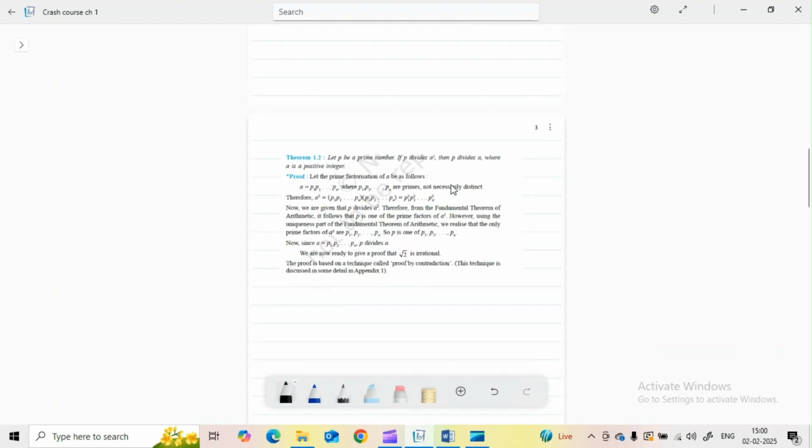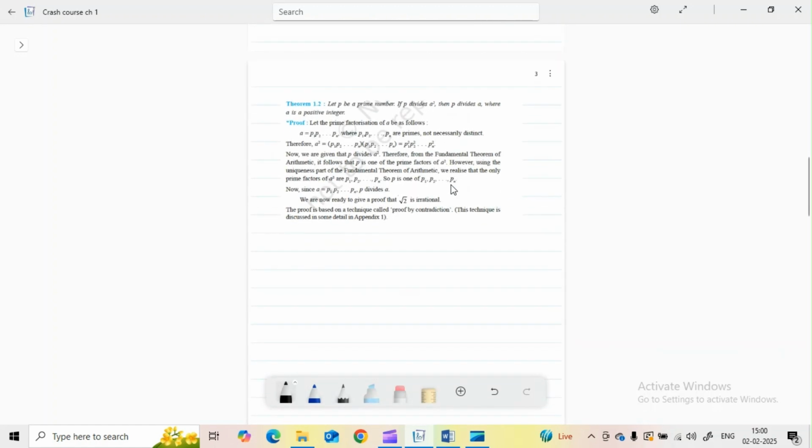Now the third concept is that if we have any number a, and we square it, which is a square, if a square is divisible by p, where p is a prime number, and when I say divisible by p, it means that the remainder should be 0, then it implies that a should always be divisible by p.